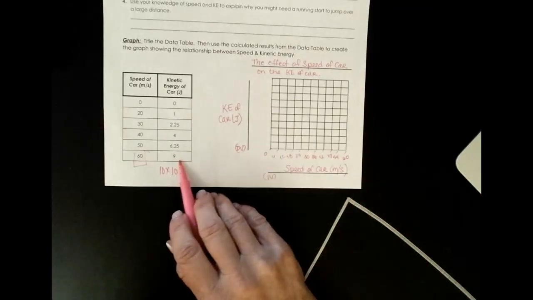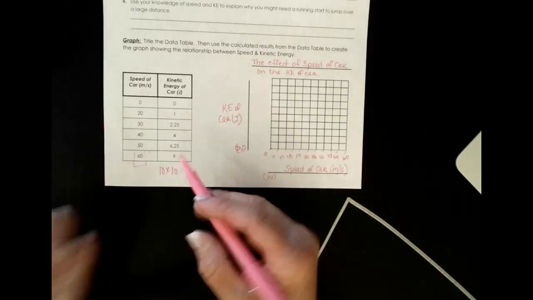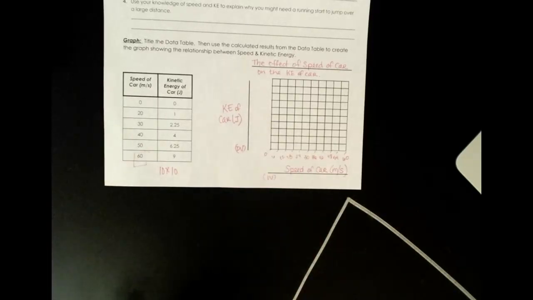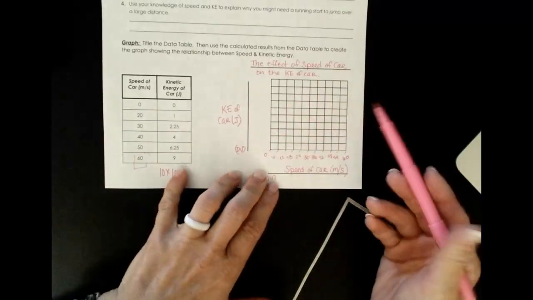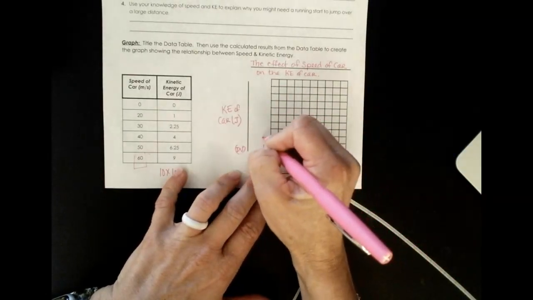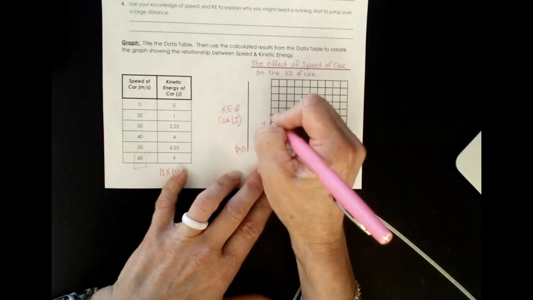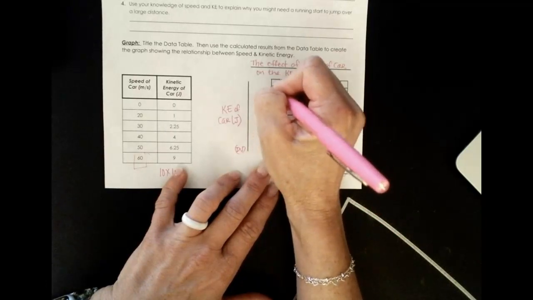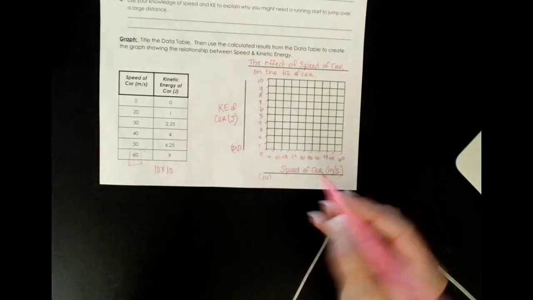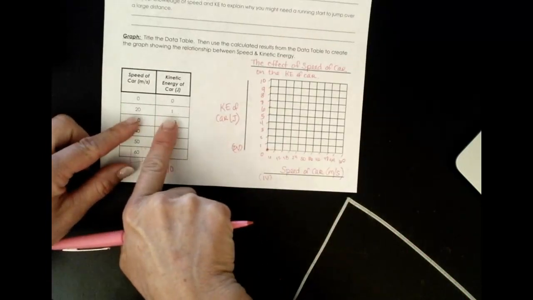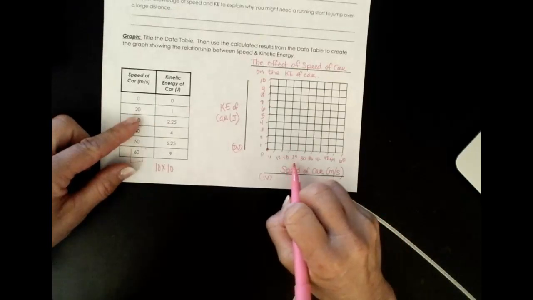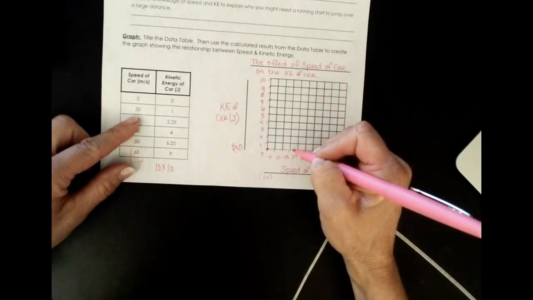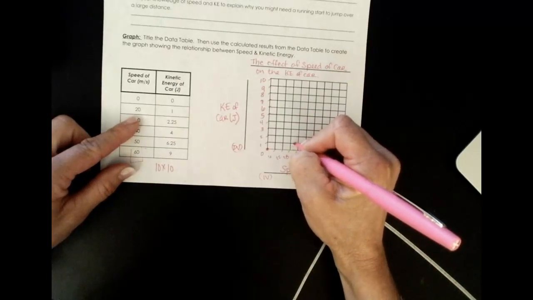Now, when you get to this one, since the number is below that 10, I would recommend that we just go up by 1 because it will still allow us to use the majority of the graph. Okay, now we're ready to put the data on the graph. So we'll start with our 0, 0. The next one, our speed is 20. The kinetic energy is 1. So I'm going to come over here, and I know 20 goes between the 18 and 24. And I'll just put it up here on the 1.